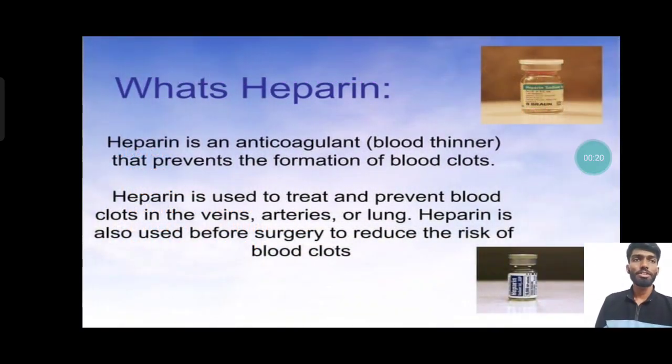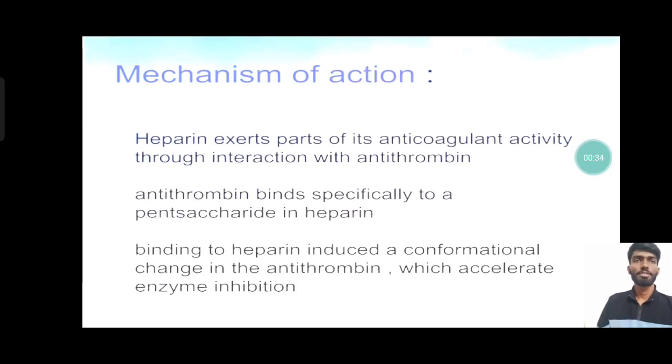Heparin is an anticoagulant, basically a blood thinner that prevents the formation of blood clots. Heparin is used to treat and prevent blood clots in the veins, arteries or lungs. Heparin is also used before surgery to reduce the risk of blood clots.